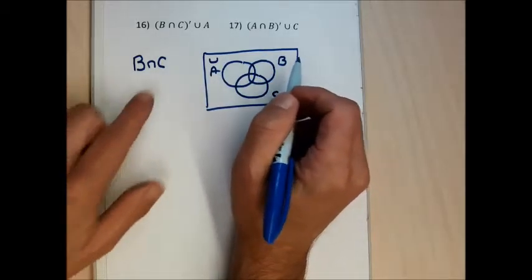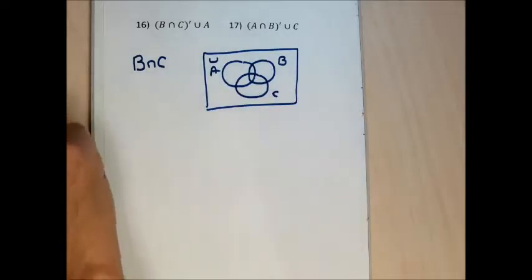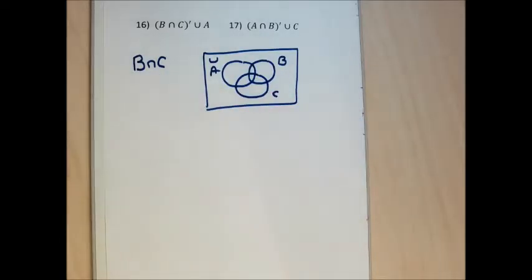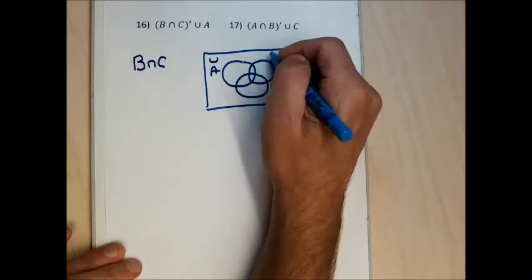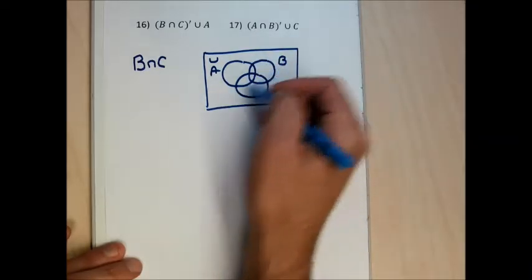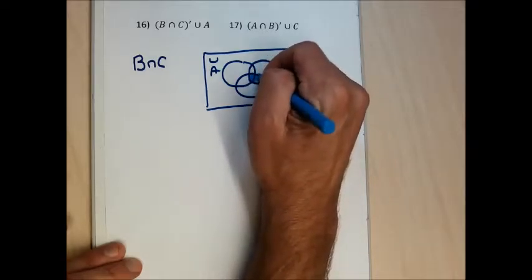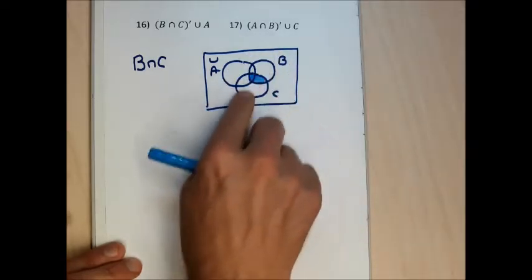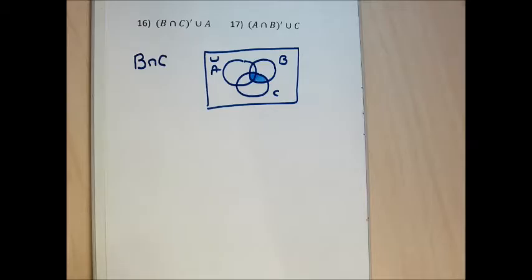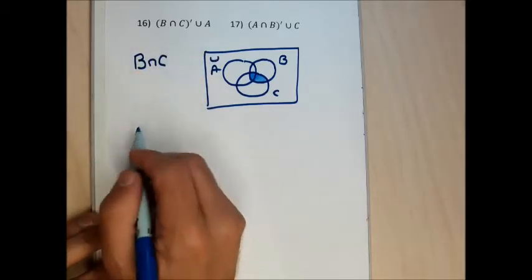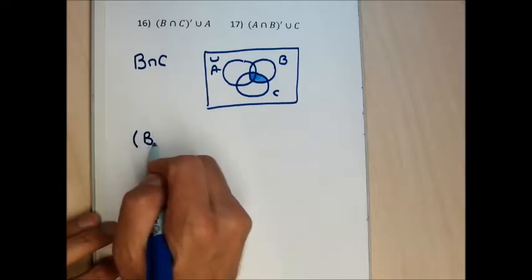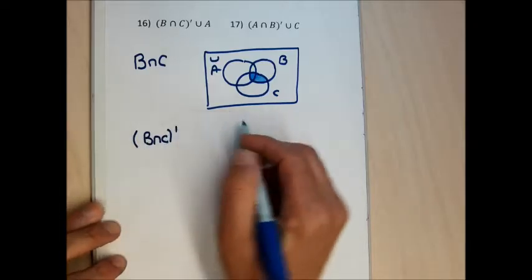So B intersection C is the region where the B and the C circles overlap. I could draw the whole B circle in one color, the whole C circle in one color, and figure out where the shadings overlap. Those shadings are going to overlap right there because those are the regions where the B and the C circle overlap. That's what B intersection C is. Unfortunately, I don't need B intersection C. I need the complement of B intersection C.